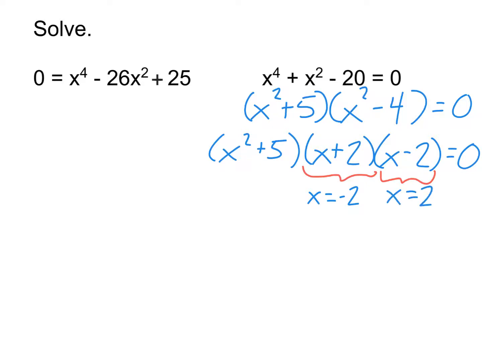But what about the x squared plus 5? Well, the x squared plus 5, because it does not factor past that, that's actually as good as it gets, so there's no solutions from that. So in this particular problem, we would only say that x equals a negative 2 and a positive 2. That's it, nothing else. The one that does not factor, we say there's no solutions from that particular one.